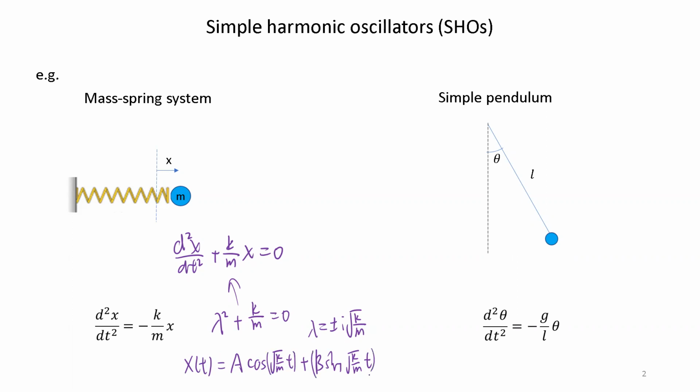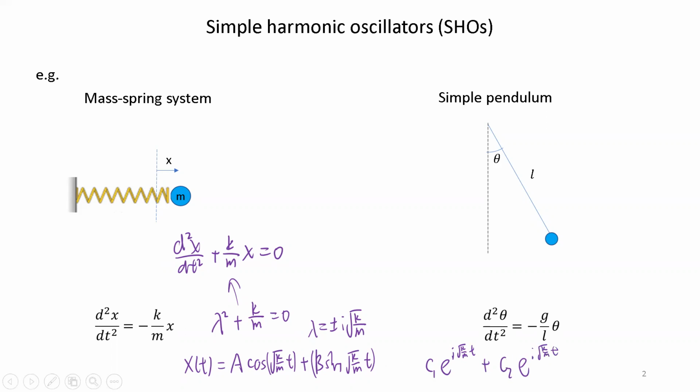Alternatively, you can also write this as c1 e to the i, plus c2 e to the minus i.